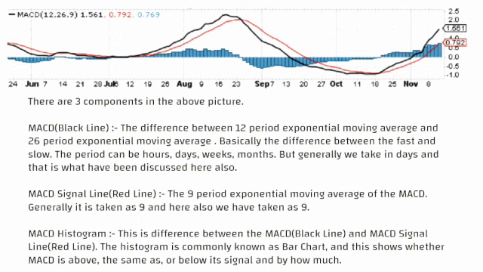MACD signal line, which is the red line, is the 9-period exponential moving average of the MACD. Generally it is taken as 9, and here also we have taken 9. MACD histogram. This is the difference between the MACD, which is the black line, and the MACD signal line, which is the red line. The histogram is commonly known as a bar chart. And this shows whether MACD is above, the same as, or below its signal, and by how much.